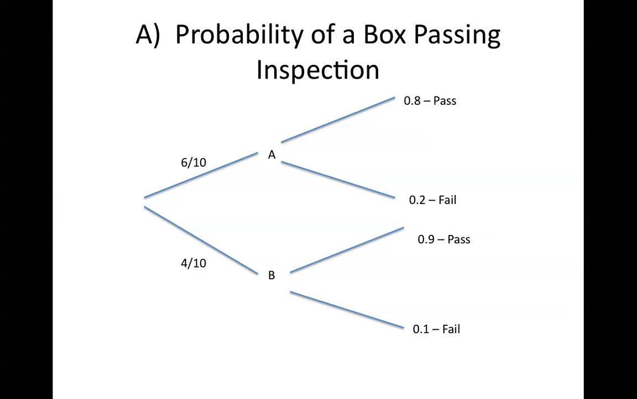So, the probability of a box passing inspection. We first know that machine A produces 60% of the boxes, or 6/10 as shown here. B, on the other hand, produces 4/10, or 40%. A has a 0.8 pass rate and a 0.2 fail rate, and machine B has a 0.9 pass rate and a 0.1 fail rate. So in order to find the probability of a box passing inspection, we're going to multiply the percentage of boxes made by machine A times its pass rate, and add that to the percentage made by machine B multiplied by its pass rate, adding these two numbers together.